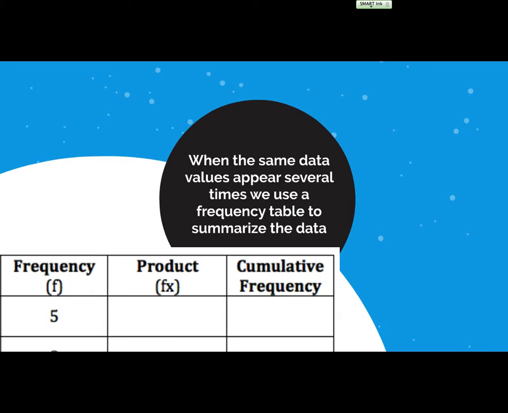So that's where a frequency table is going to come into play. Remember, we use a frequency table when the same data values appear several times. Like yesterday, one of the questions we did from the assignment, 23,000 appeared 5 times, so the frequency was 5. So we're going to take a look at some data that's in a table, and it will help us, like I've been saying, to get our mean, median, and mode.